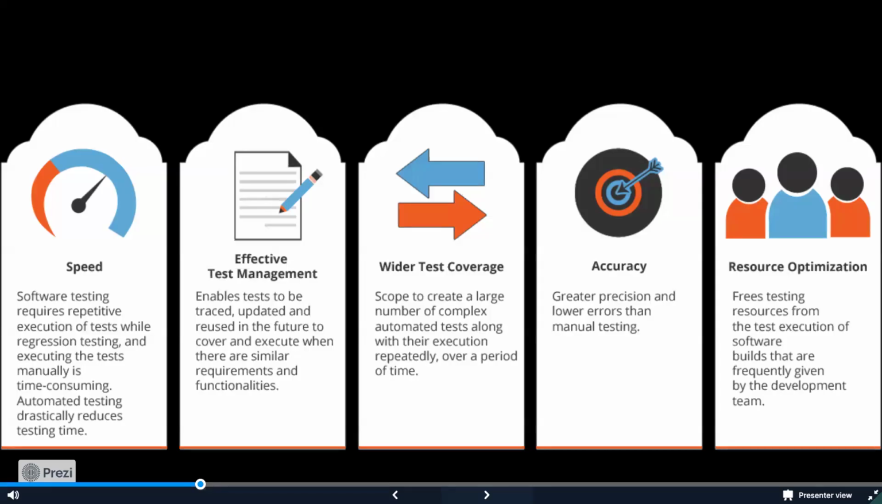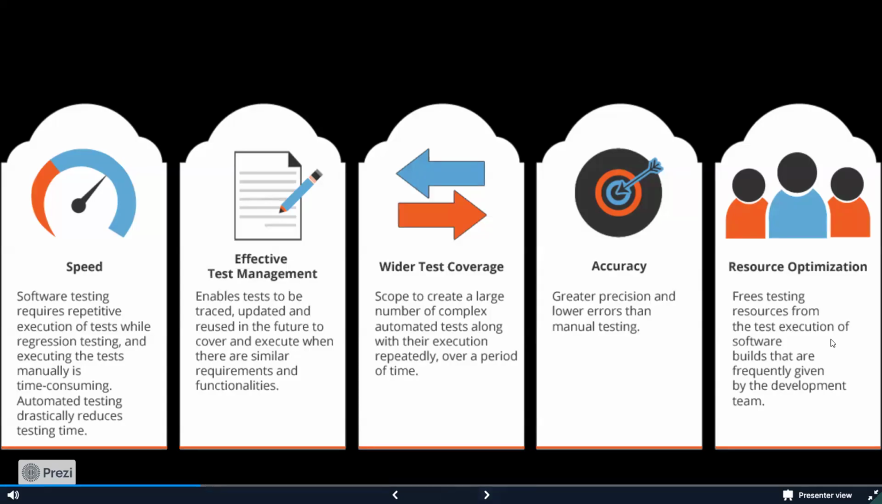What is effective test management? It enables a test to be traced, updated, and reused in the future when there are similar requirements and functionalities. That means if we have to do the same endpoint testing for a different application with the same set of requirements but slight changes in the business, we need not write the automation suite again from scratch. The same automation suite can be run there. Whatever issues are there, we report them and fix them accordingly.